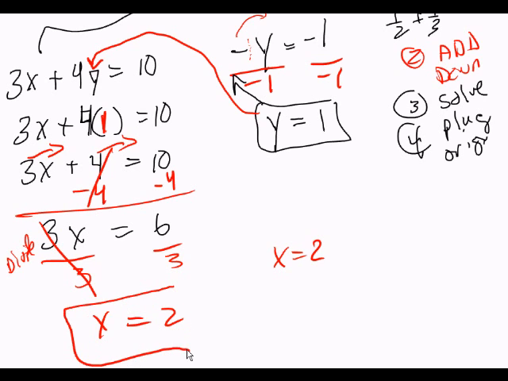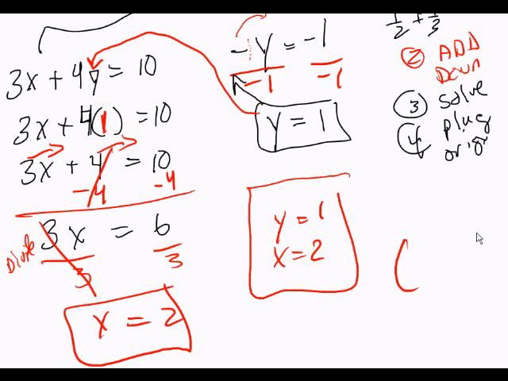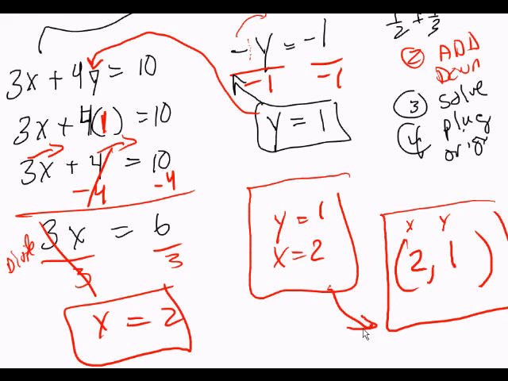Here are my two answers. X equals 2. That's a little bit messy. And y equals 1. If I put it in coordinate form, the x always goes first. X is 2, y is 1. The x always goes first, and then the y is second. So these are the answers. You can write it either way.